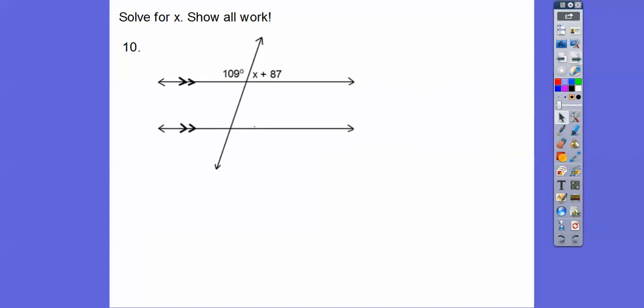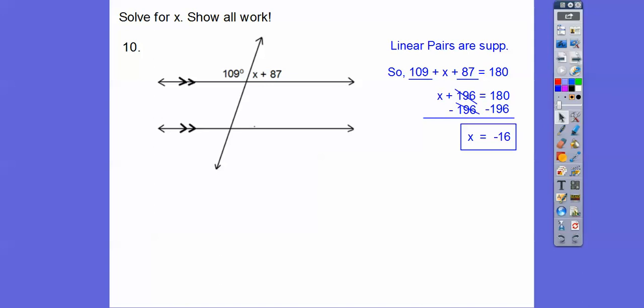All right, so these guys are called a linear pair. Linear pairs are 180. They're supplementary. So if we just add them up, and we get negative 16 again, okay?